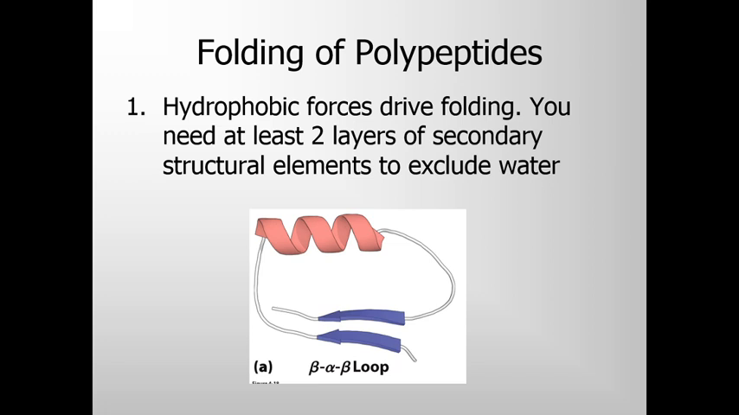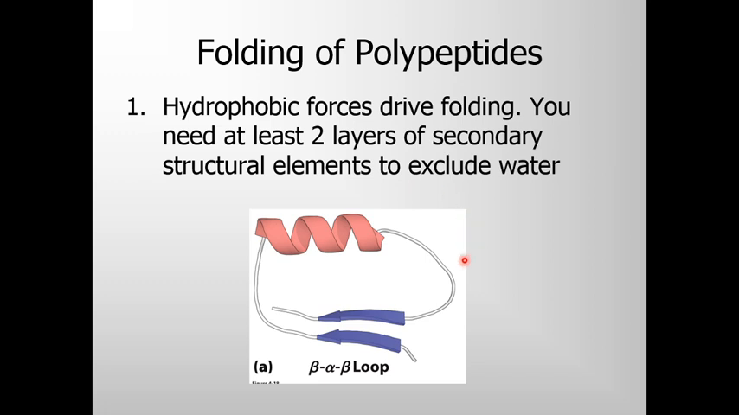Having defined the two major structural patterns in a globular protein, let us now consider rules of folding for polypeptides. The first one is that hydrophobic forces drive protein folding. And the hydrophobic effect makes a large contribution to the stability of protein structures. Burial of hydrophobic amino acid side chains so as to exclude water requires at least 2 layers of secondary structural elements.